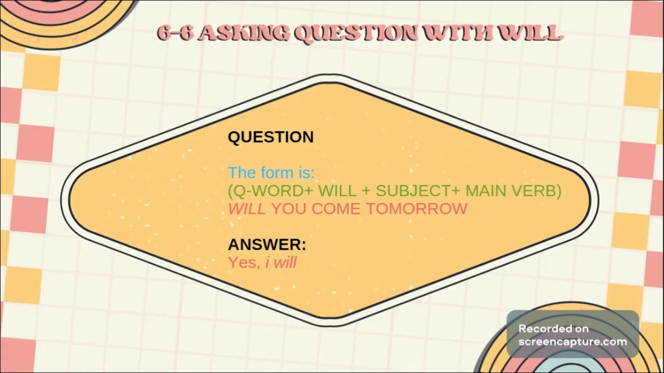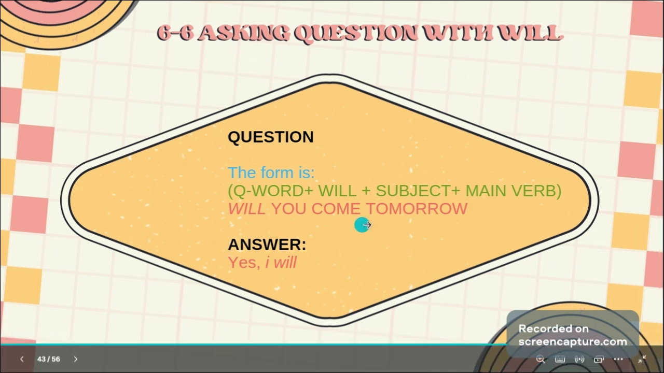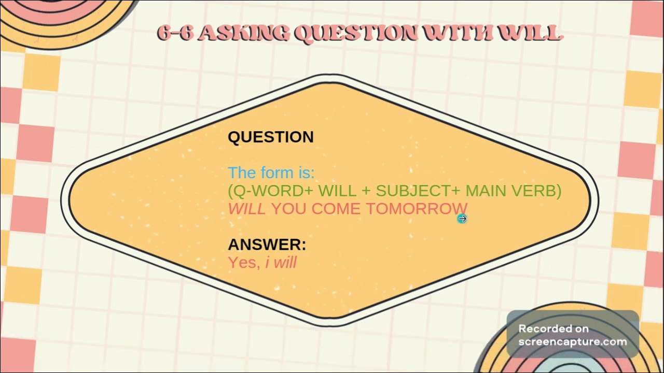Next, asking questions with will. The form for a question is keyword, will, subject, and main verb. For example, will you come tomorrow? The keyword can be where, when, or who, but we don't use it in this sentence. Just, will you come tomorrow? So will, the subject is you, and the main verb is come, tomorrow. The short answer is yes, I will.